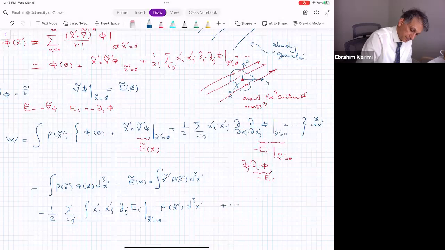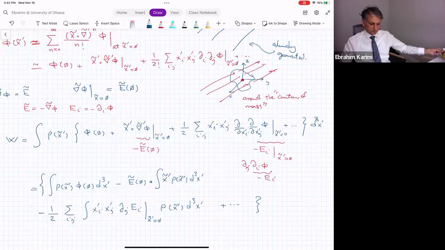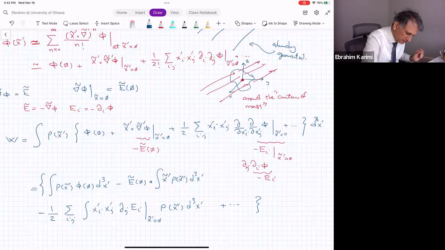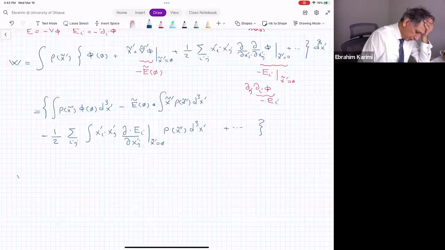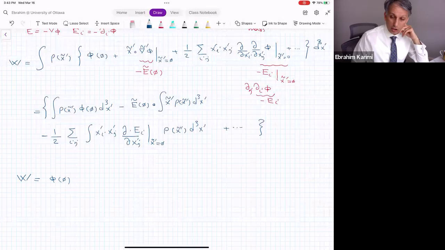All right. Now, let's write that just to reduce a little bit of confusion again. That means x prime j. Is that fine? Okay. So the energy then is given by phi zero, which is independent of the integral, times the integral of rho of x prime, d3x prime. What is the value? Total charge is Q, right?